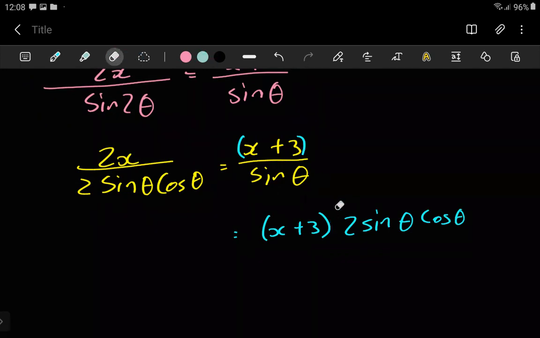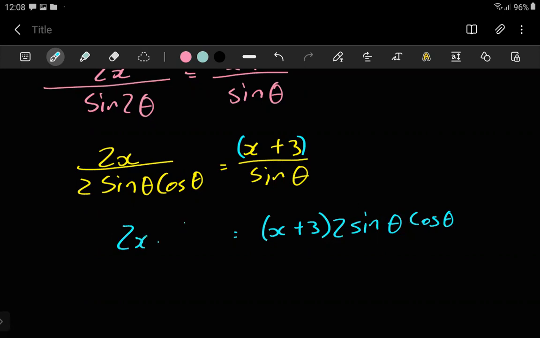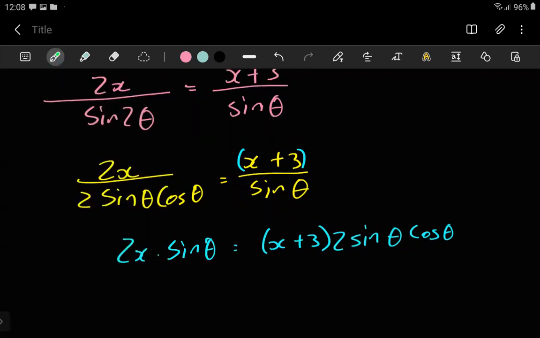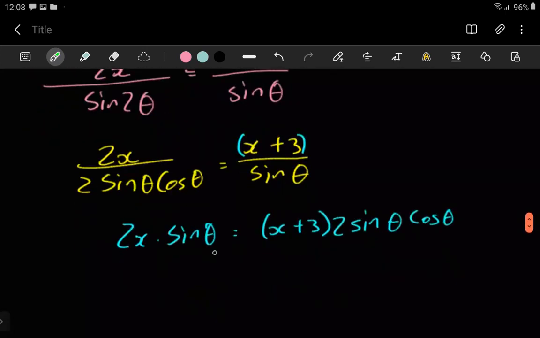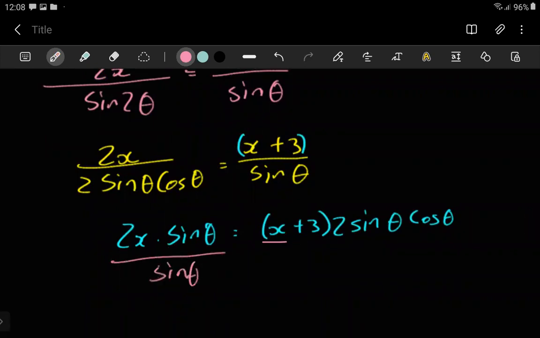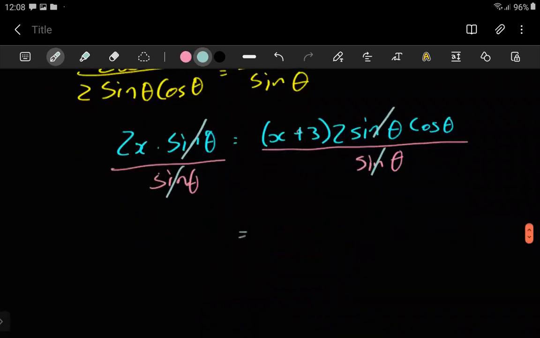Let me just leave this one for now. And then on the right side, we have 2x times sine theta. Remember, we already know that we're trying to only have something that has a cos in it. So automatically we can see the sines can go away here. We can divide by sine on the left, divide by sine on the right, and these go away. That's why the brackets are important there, so that we have something that's already factorized.